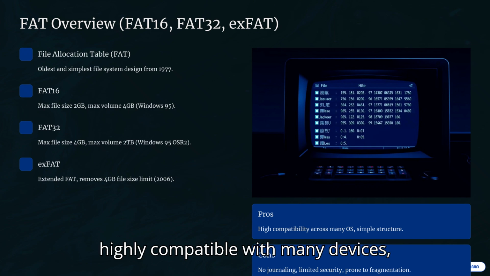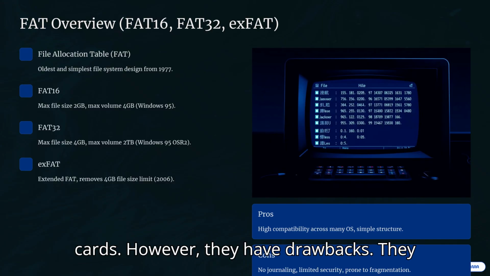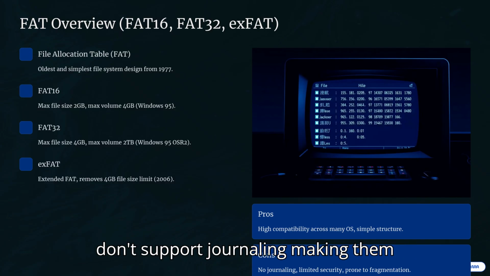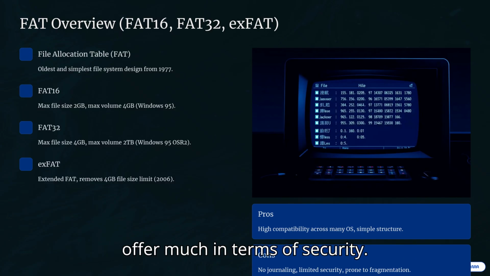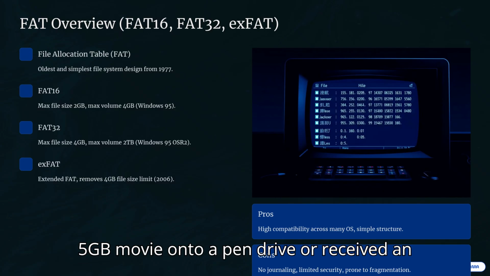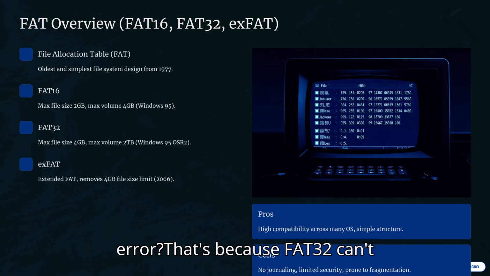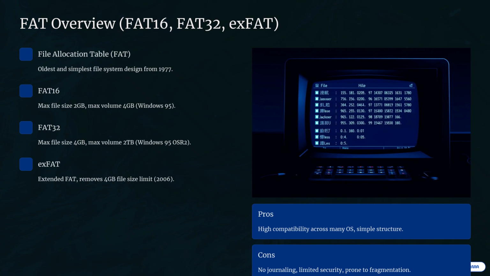FAT systems are highly compatible with many devices, making them great for USB drives and SD cards. However, they have drawbacks. They don't support journaling, making them vulnerable to corruption, and they don't offer much in terms of security. For example, ever tried copying a 5 GB movie onto a pen drive and received an error? That's because FAT32 can't handle files over 4 GB. Extended FAT solves this problem.